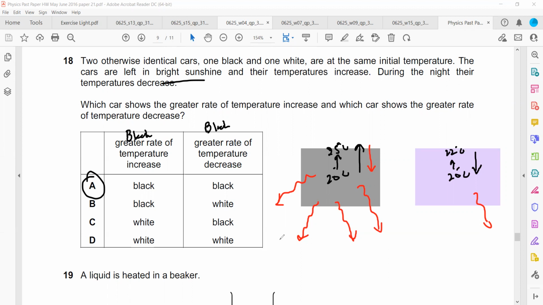Now it's winter, you can also do a simple experiment. At night, if you try to touch any of the cars, for example a dark black or matte black car and a shiny white car, you will find that when you touch a dark color or matte black car, it will have a lower temperature as compared to a shiny car.